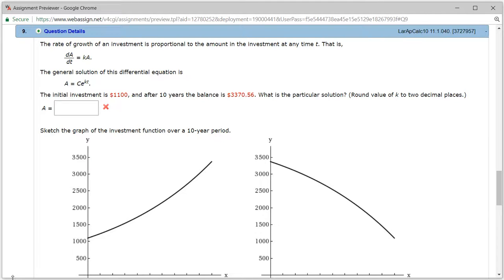All right, let's look at the homework 11.1, problem number 9. We have a differential equation and its general solution is given, so we can just use the general solution. The clue is given here.